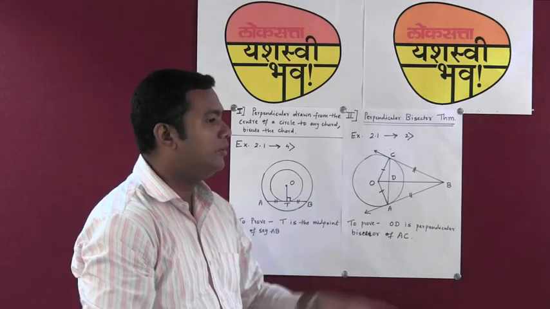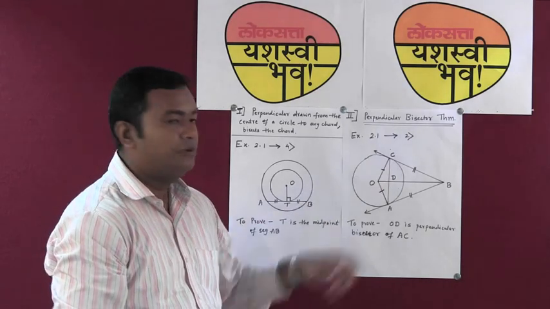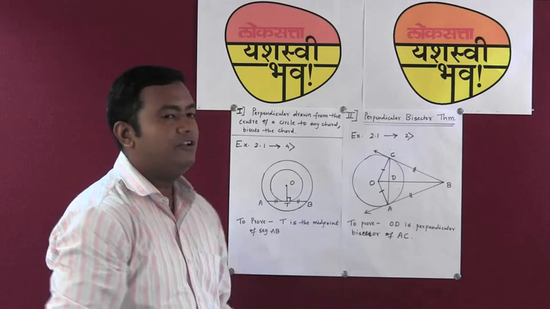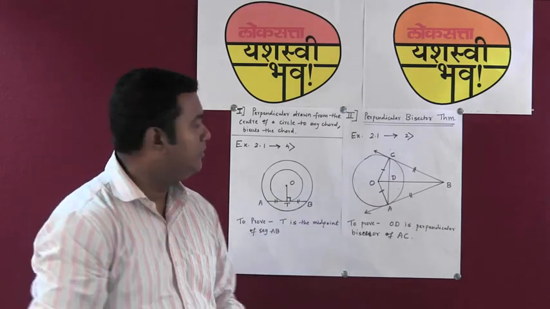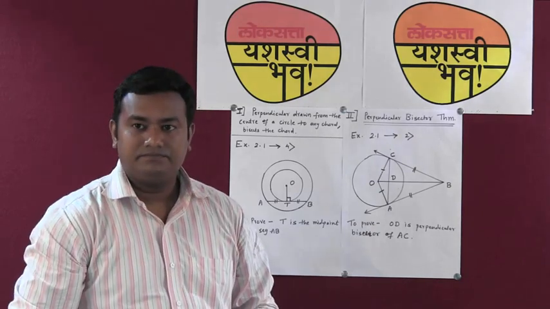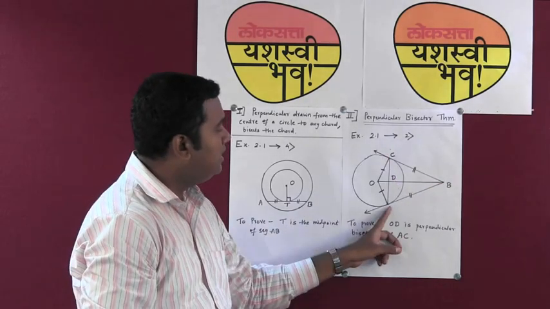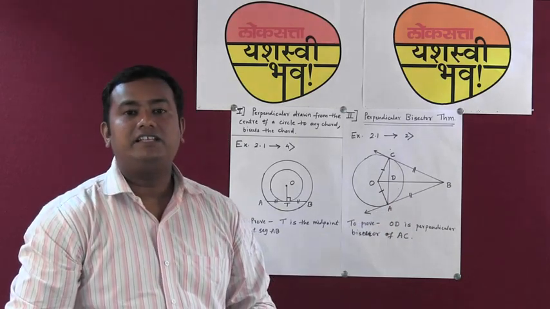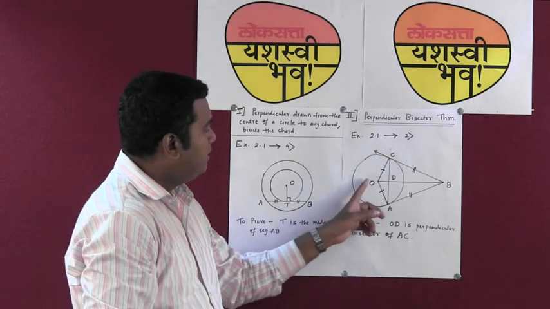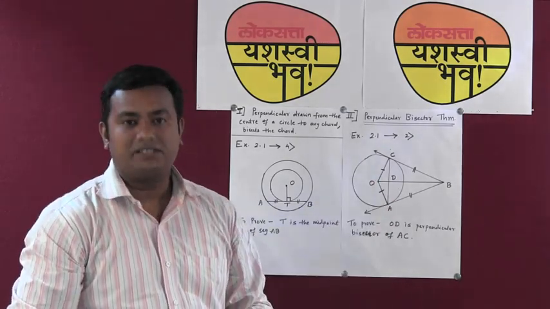Last year we have learned about the perpendicular bisector theorem. Now if you have a textbook, open it and see exercise 2.1, sum number 2. In this particular sum, we have to prove that segment OD is the perpendicular bisector of segment AC. First we have BC is equal to BA, the reason is the lengths of tangent segments drawn from an external point to the circle are equal. At the same time we have OC is equal to OA, reason: radii of the same circle.